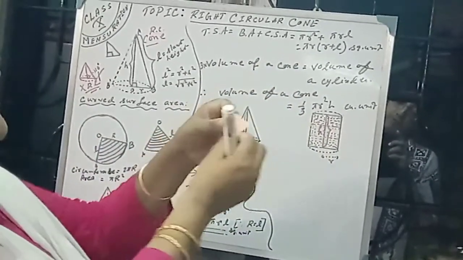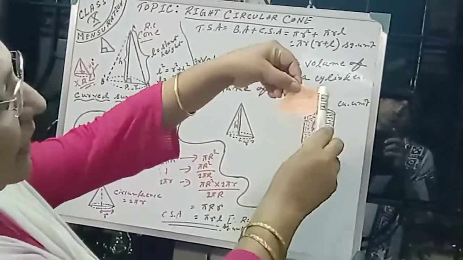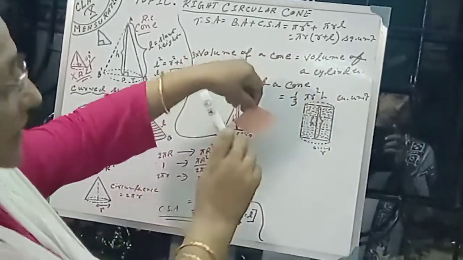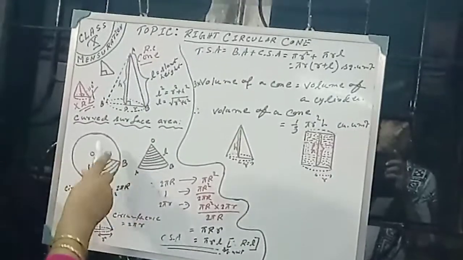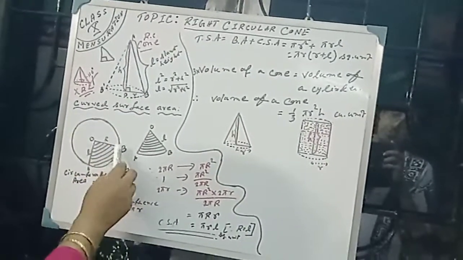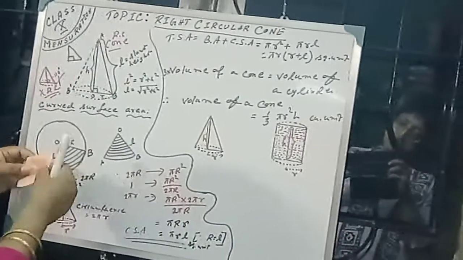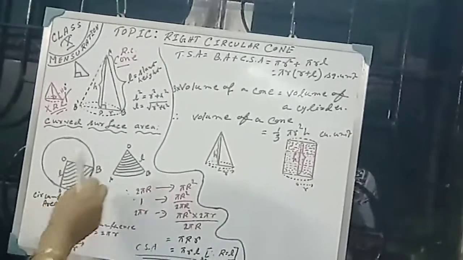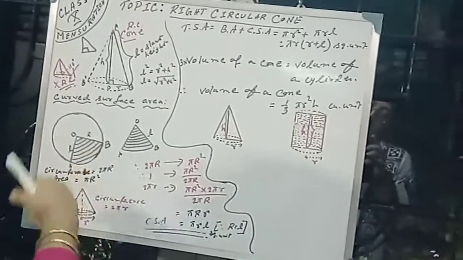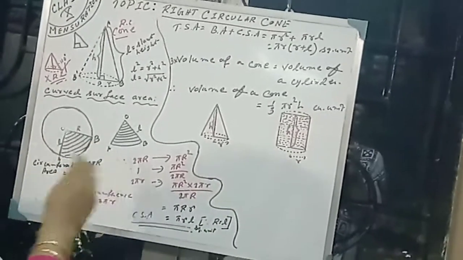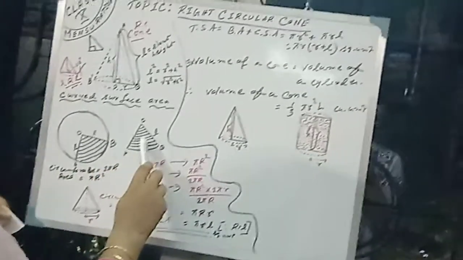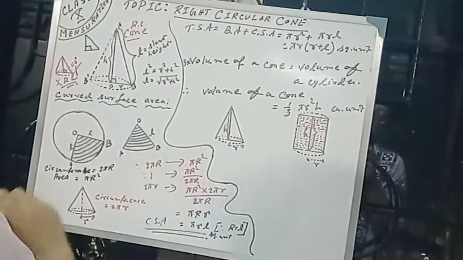Now, we have to find the area of this part, that means the area of the sector of the circle. So this is the circle OAB. If we join A and B this way, just one after another, B will coincide at A or A will coincide at B. Then the cone will be formed. So this is the sector area.